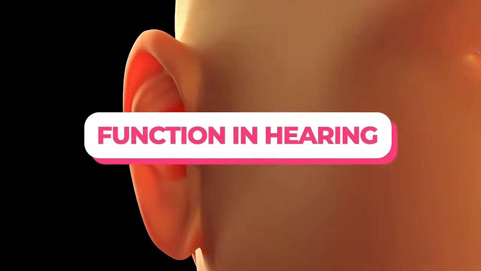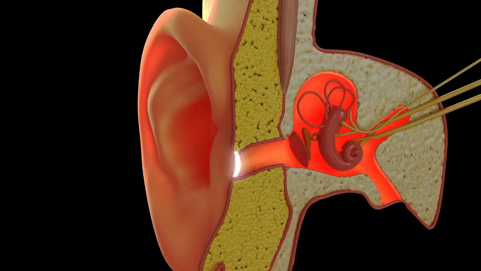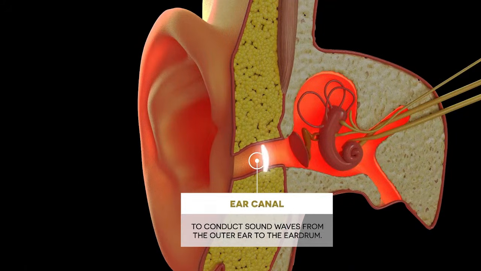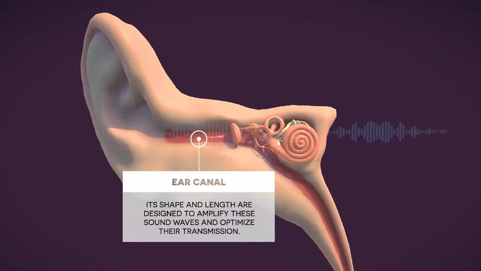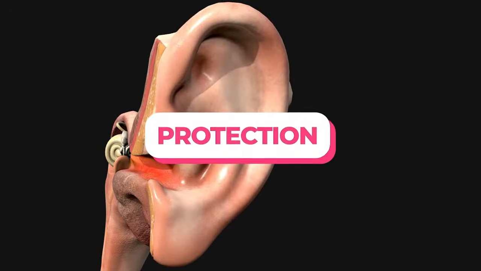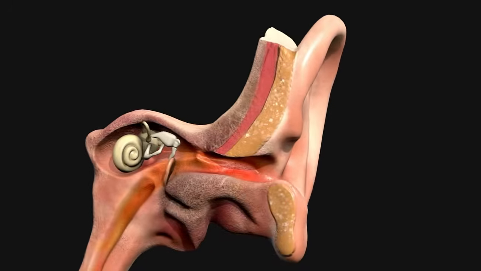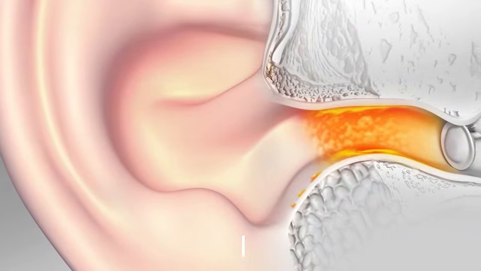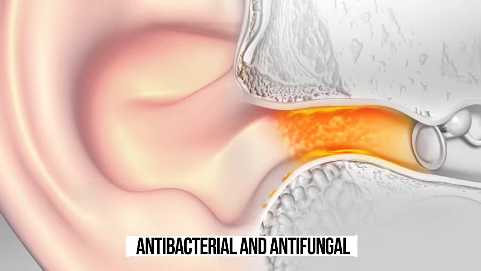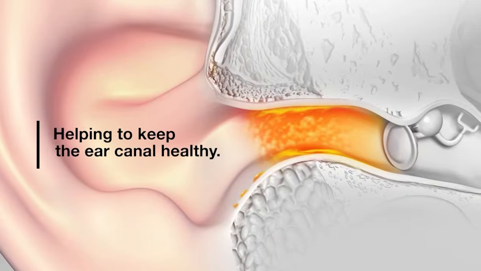This wax plays several important roles in ear health. Function in hearing. The primary function of the ear canal is to conduct sound waves from the outer ear to the eardrum. Its shape and length are designed to amplify these sound waves and optimize their transmission. Protection. Earwax produced in the ear canal has protective properties. It traps dust, dirt, and other particles, preventing them from reaching and potentially damaging the eardrum. The wax also has antibacterial and antifungal properties, helping to keep the ear canal healthy.